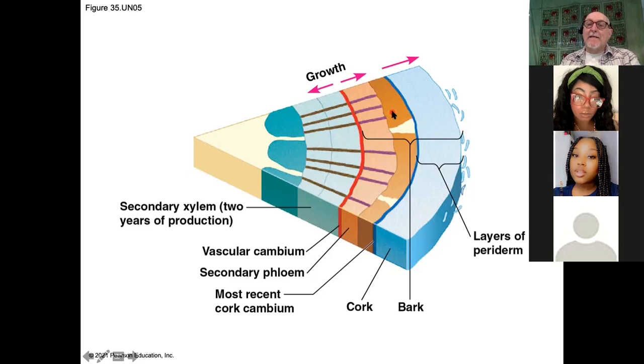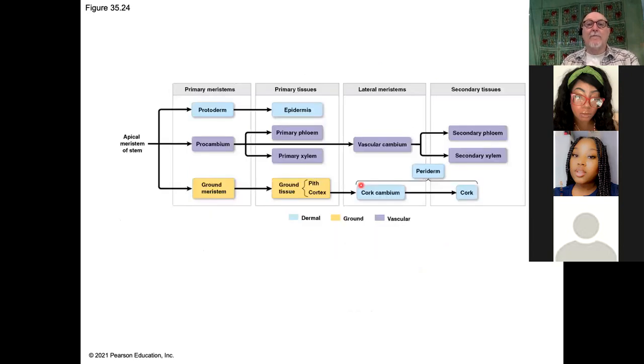But the net effect is that the growth of the periderm and the adding of vascular tissues on the inside is what is going to increase the diameter of a stem. And that is, by definition, the secondary growth.